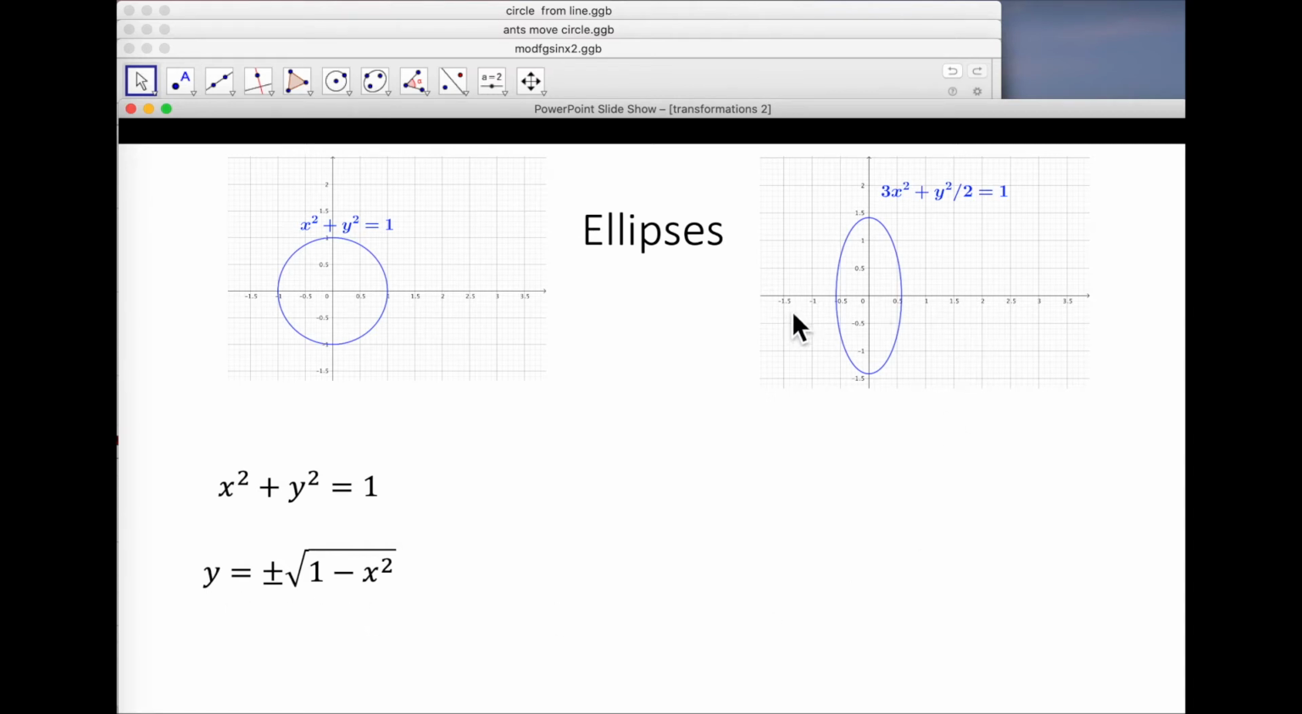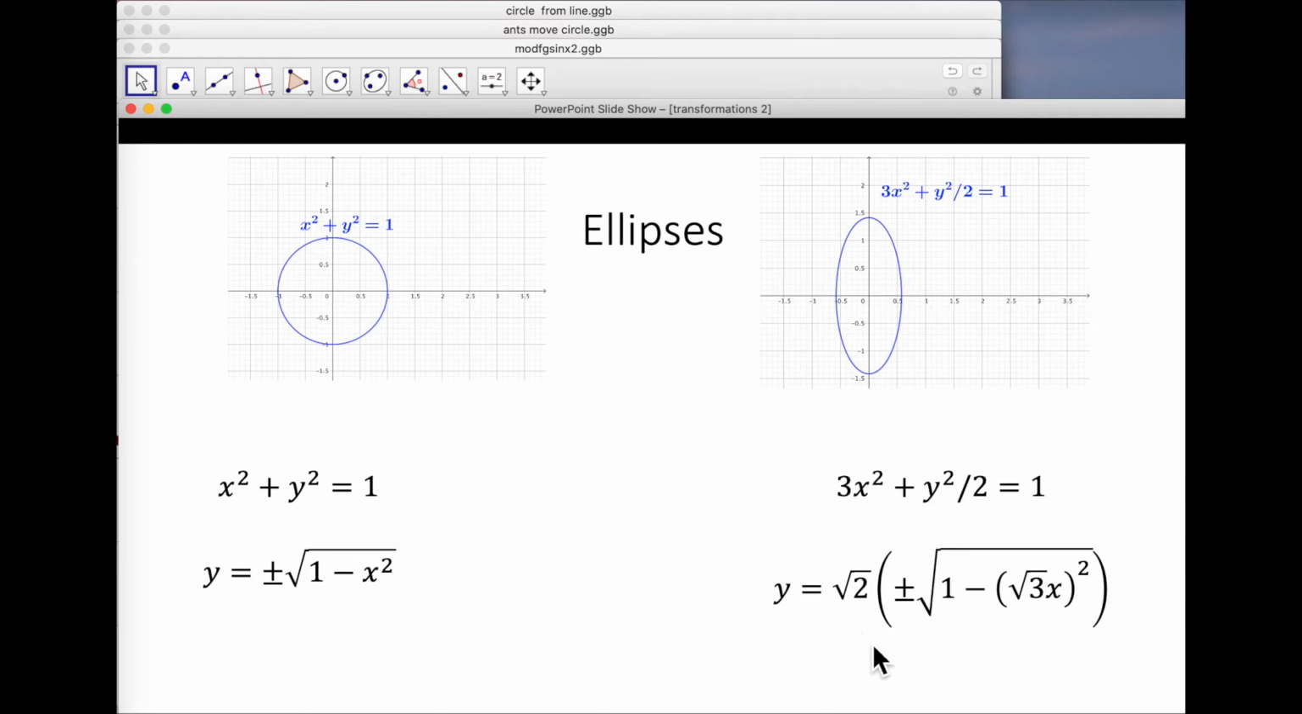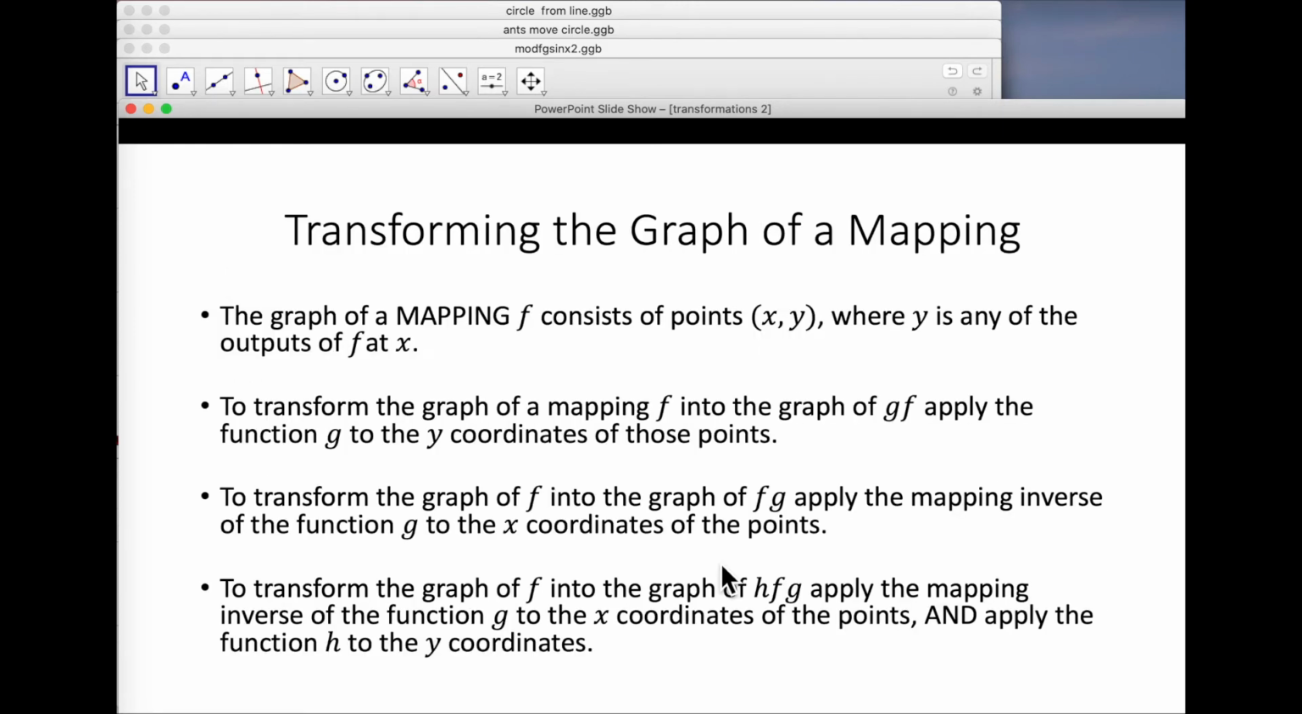And now we want to shrink this in the x direction by a factor of √3, stretch it in the y direction by a factor of √2. Well, again, we know how to do that, don't we? So to shrink it in the x direction, we multiply the input by √3. To stretch it in the y direction, we multiply the output by √2. And again, if you rearrange all that, you get that, which you knew all along was the equation of that ellipse.